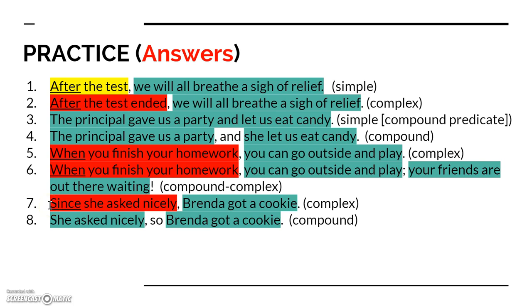Number 7. "Since she asked nicely, comma, Brenda got a cookie." Independent, dependent, started by an AWUBIS word. 8 is different because I took out the AWUBIS word, and therefore I had 2 independent clauses and decided to put a comma FANBOYS in between to keep it from being a run-on.